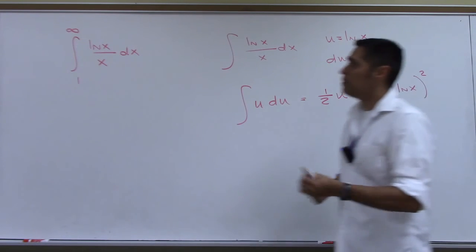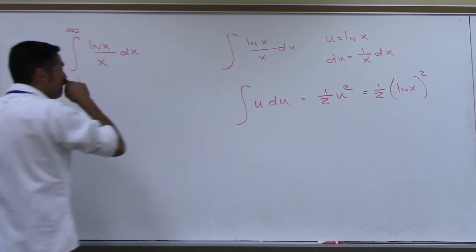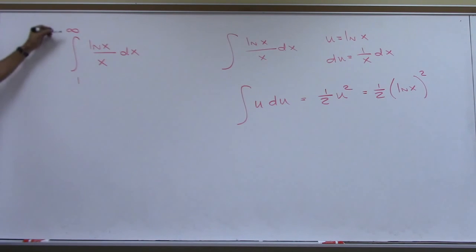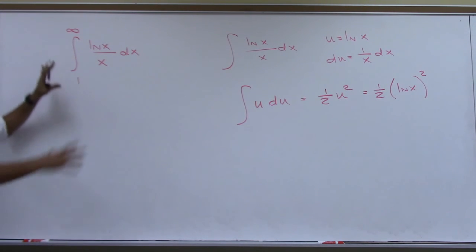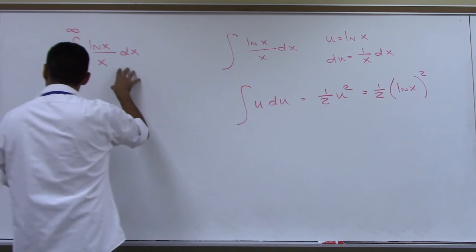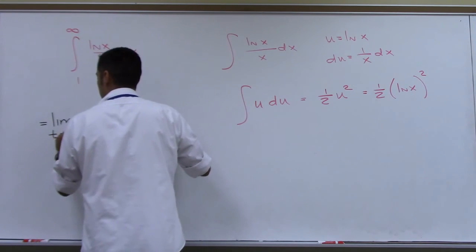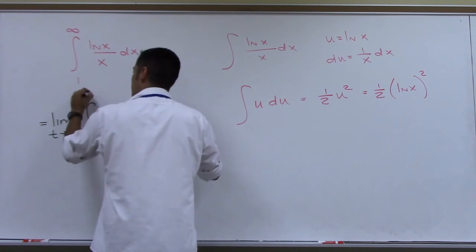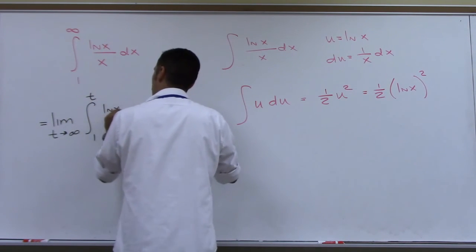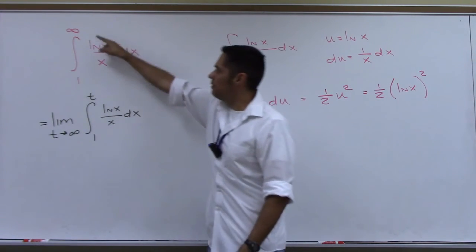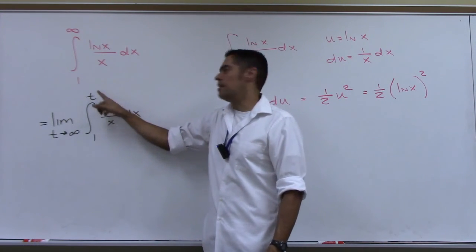All right, now we go back here and we have to just do this now, right? But this was called an improper integral because one of the limits was infinity. So whenever we saw that, we had to change the integral into a limit. So this is equal to the limit as t goes to infinity, integral 1 to t of natural log x over x dx. That look familiar? We replace the infinity with t, and then do the limit.